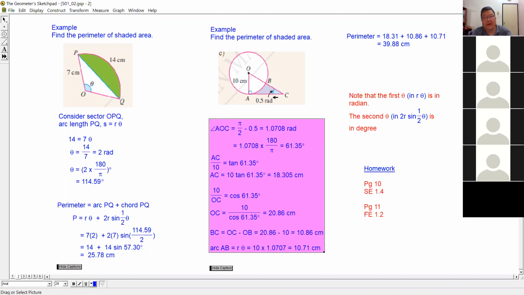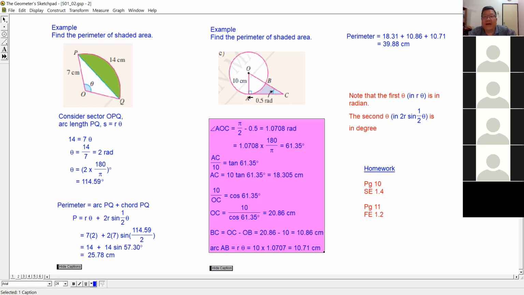Now, this shaded area is bounded by three lines. Bounded means sempadan lah, disempadani oleh tiga garis. So apakah ketiga garis itu? The first one is the arc AB. Arc AB can find. Second one is the length AC. Third one is the length BC. How to find all this, right?